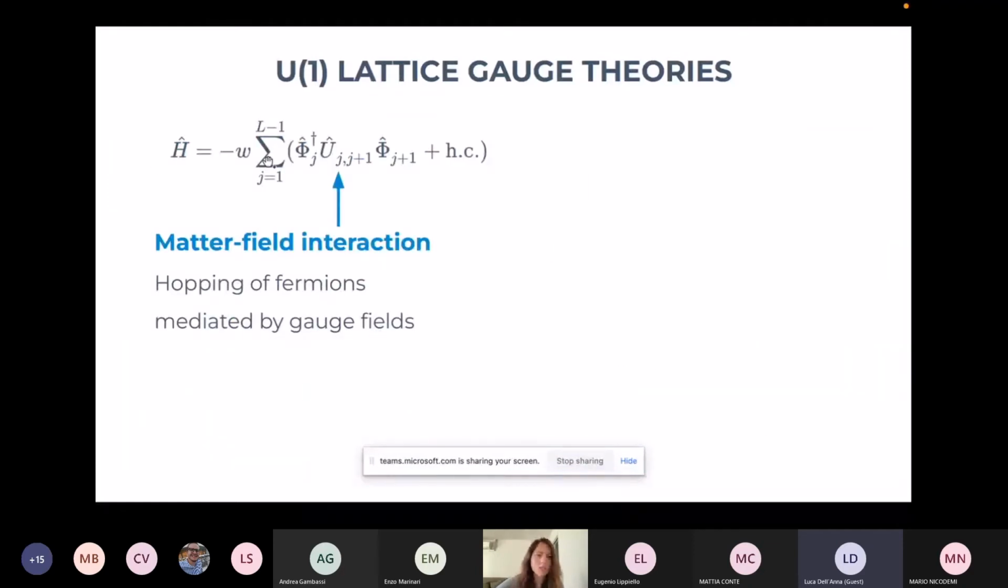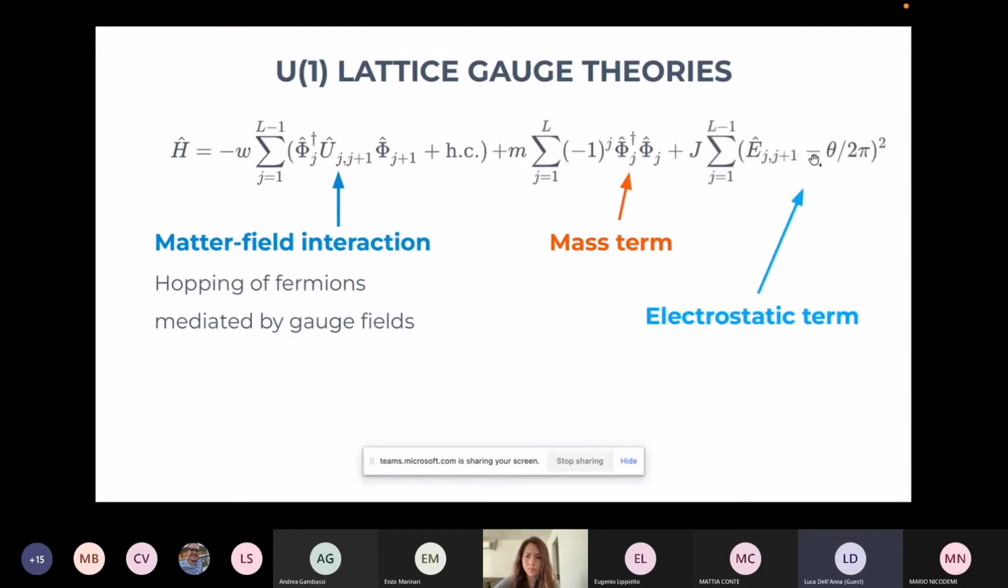So we have a first term, which is a matter-field interaction. Here you can think of this as hopping of fermions mediated by the gauge field in the link between j and j+1. Then there is a mass term, so this gives mass m to electrons and positrons. And then there is the electrostatic term. So this is the usual integral of the electric field squared. It's just that we include a constant here to allow for a possible static background field.